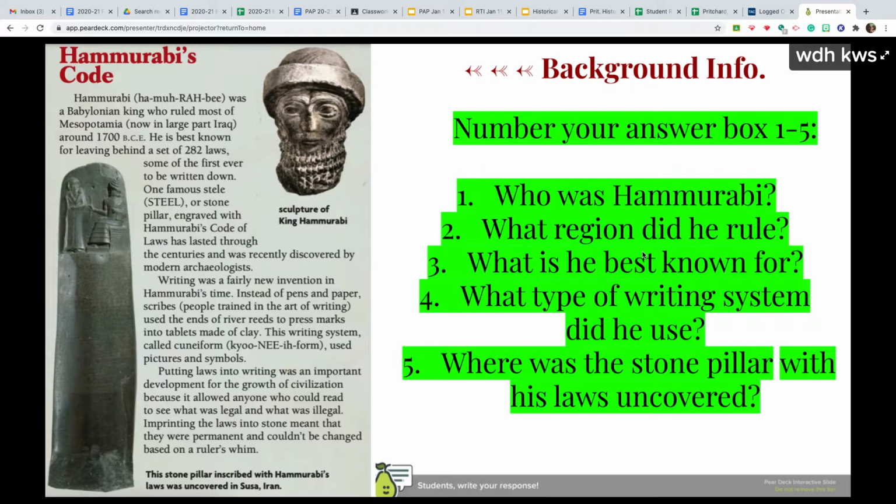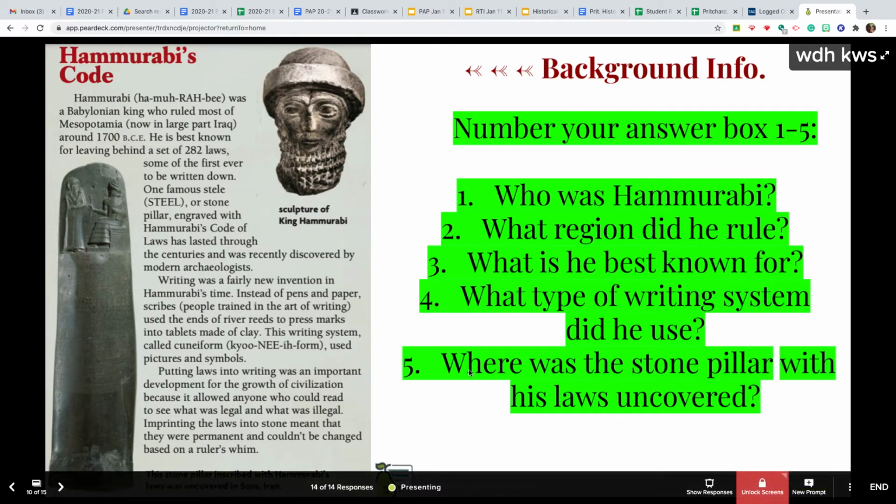What type of writing system did he use? Something that starts with a C. Okay, the cuneiform, which was pictures and symbols. So it wasn't letters like the alphabet, it was pictures and symbols. Where was the stone pillar with his laws uncovered? Iran. Good.